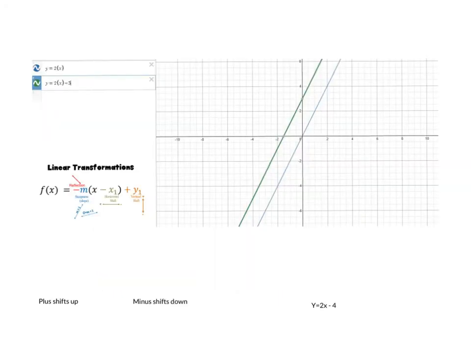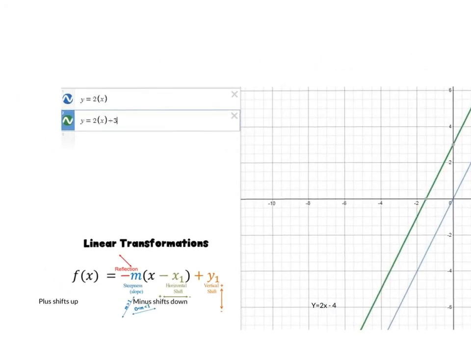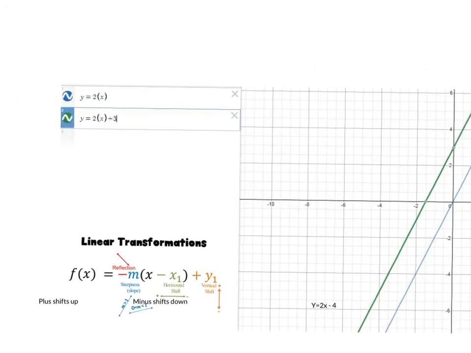Okay, let's take a look at these two. And again, I need to zoom in. Okay, so we're going to say the original function, or the parent function, is y equals 2x. I put the x in parentheses, but it's basically y equals 2x. Then in here, I put y equals 2x, and then I put plus 3. What happens when I do plus 3 here?